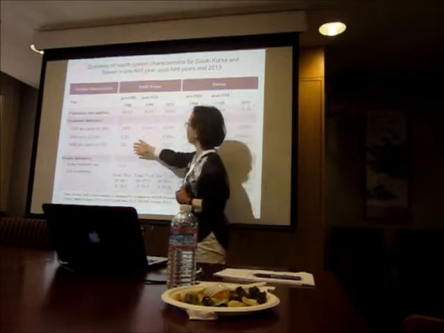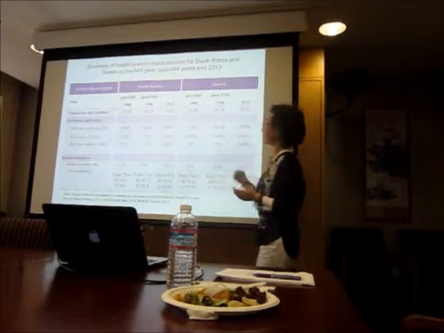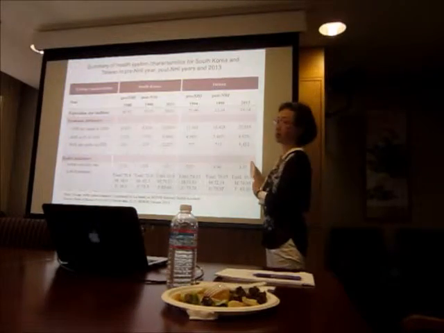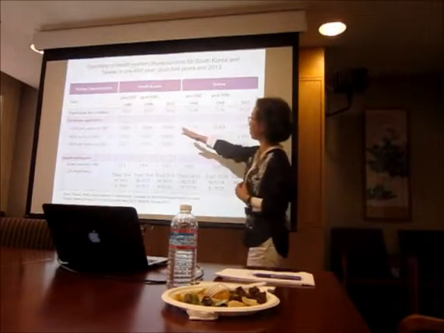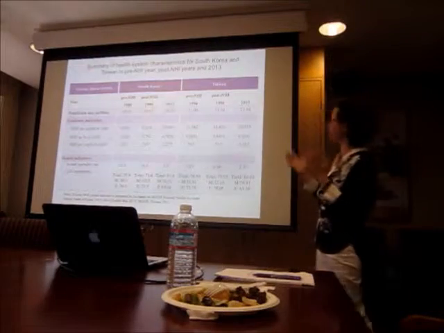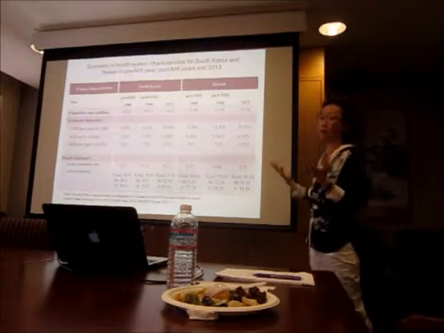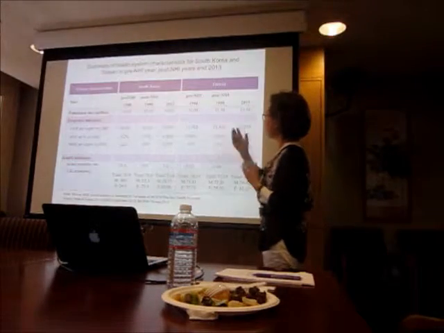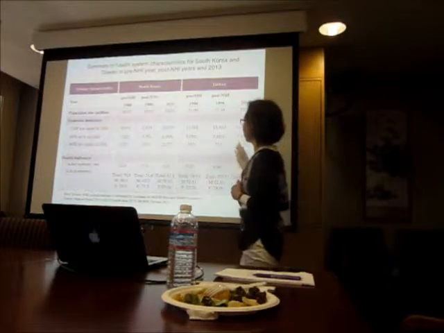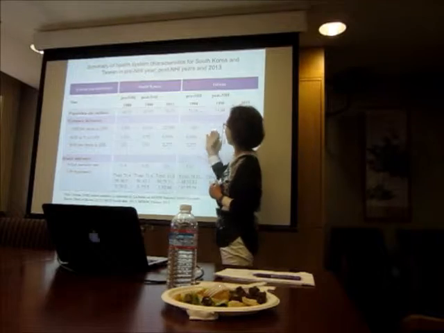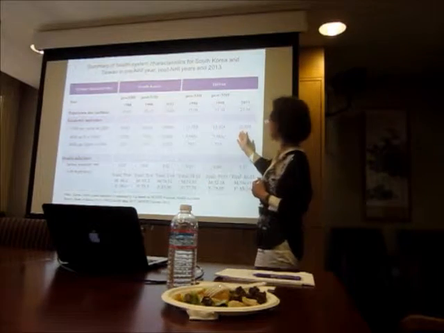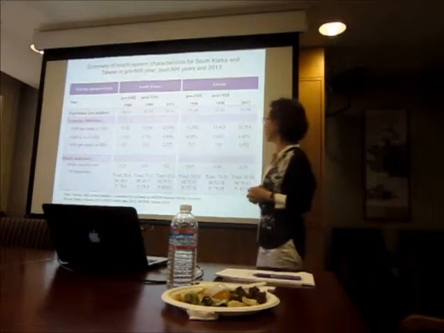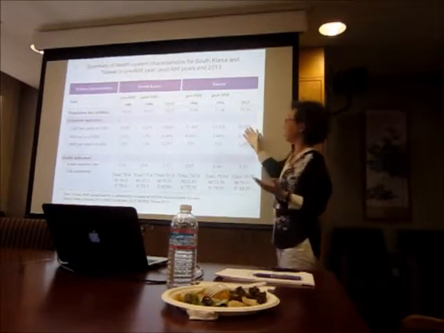We have data for pre-NHI, the year immediately after the NHI policy, and then updated to 2013. You can see the population size of South Korea is twice as much as Taiwan. If you look at GDP per capita, up till the year 2000 Taiwan was much higher than South Korea, but now we are behind South Korea.